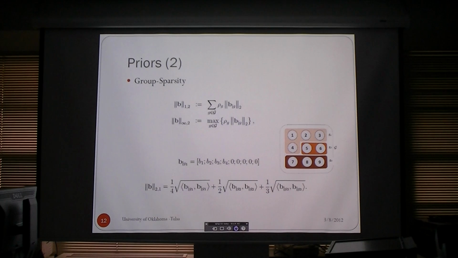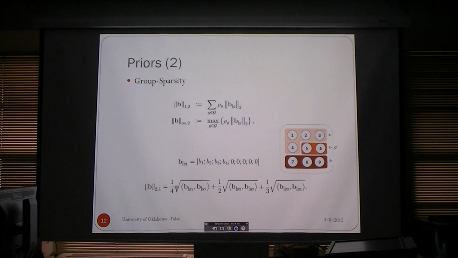Because of this, we define two new norms, for example norm 1,2 is equal to the sum of rho g of the norm 2 of the bj, in which bj is this line. g is the vector that, for example, for g1, we use the original value of each point in 1, 2, 3, and 4 and put 0 for the rest of them, and the norm is defined by the number of the points in each set. For example, here is 4, here 2 and 3.